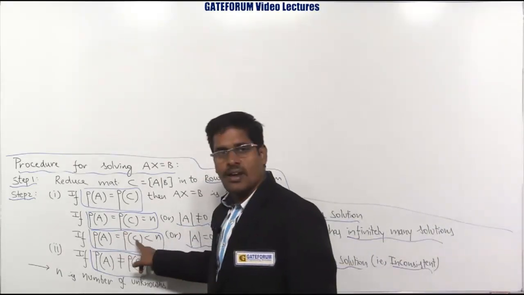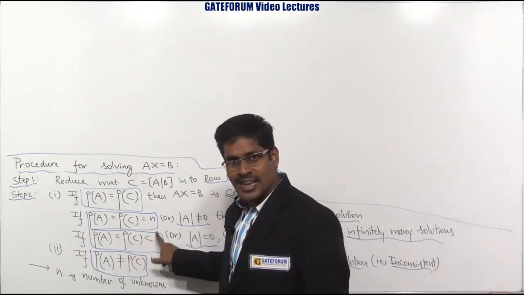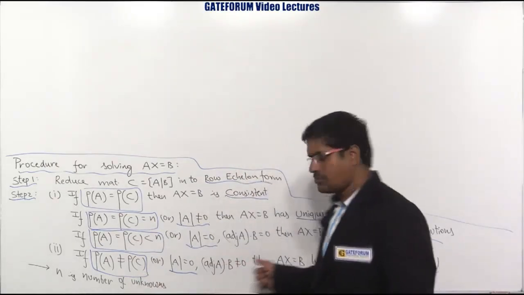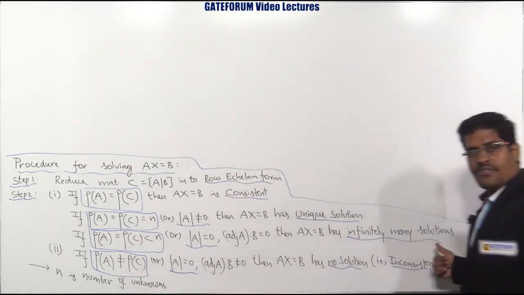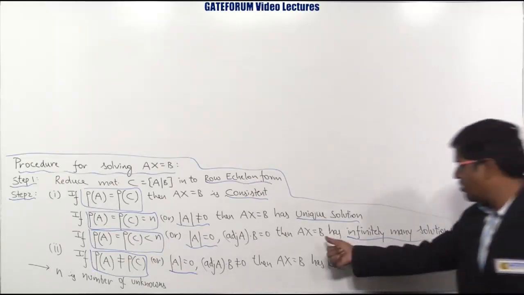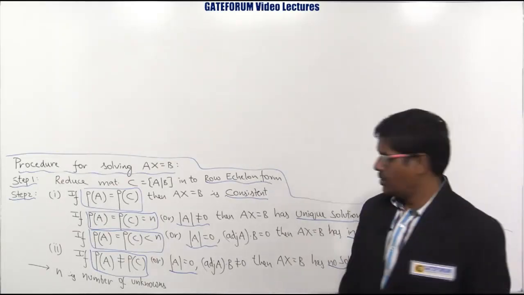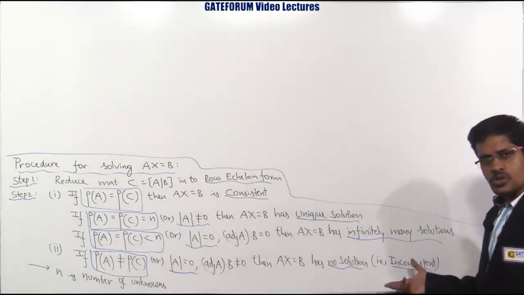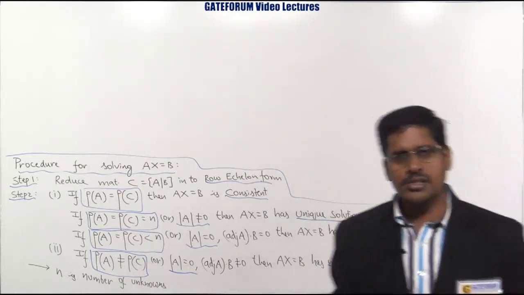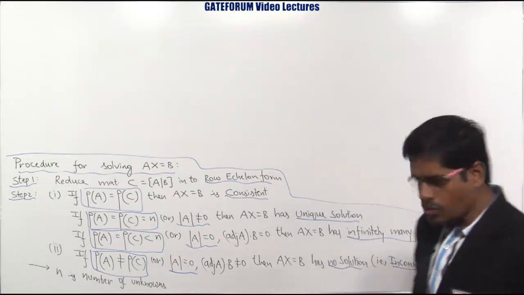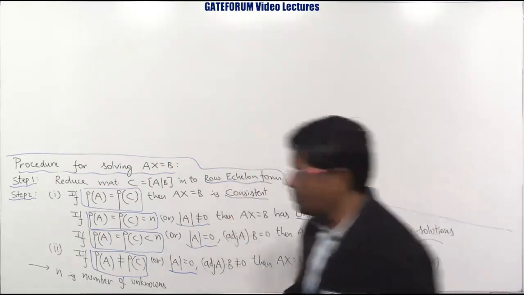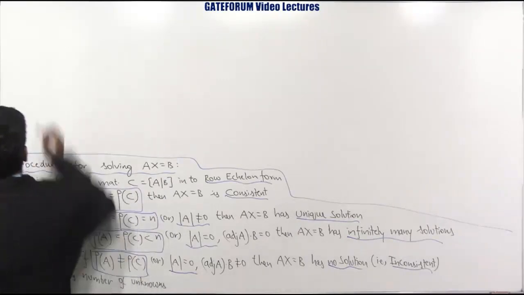When both ranks are equal but less than the number of variables, where n stands for the number of variables or unknowns, then the given equations have infinitely many solutions. Given equations means Ax equal to B. When both ranks are unequal, then the given equations have no solution. No solution is the meaning of inconsistent. I told you already, n is the number of unknowns. Please keep these points in mind at a glance. We'll start with one example first.